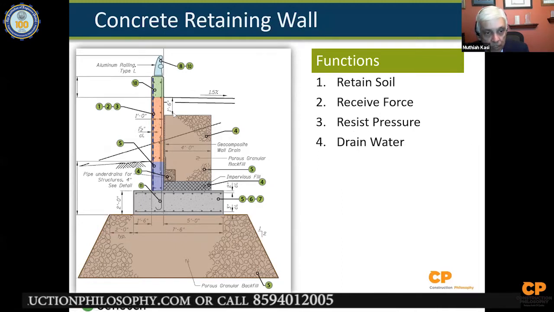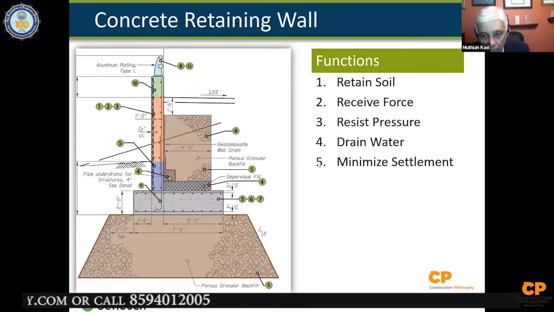Now you're intercepting the drainage. So you have to have a drain water, having a pipe here, having an impervious fill, all those things. The functions are to drain water. To minimize settlement, you need to replace all the fill. You have to make the footing wider to minimize settlement. And that's one of the functions of the footing. And you're also putting in a weep hole.